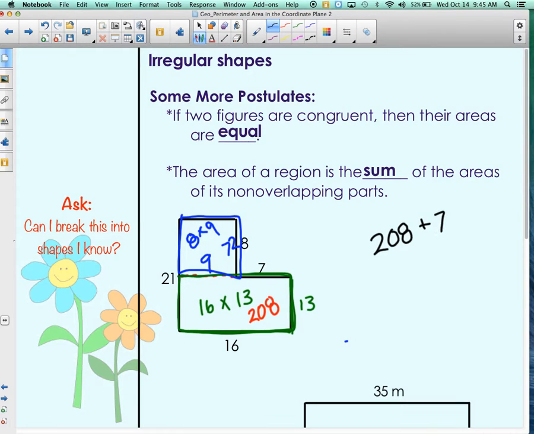So to find the entire area, I'm going to take 208 plus 72, which is 280 units squared, because we were talking about area.